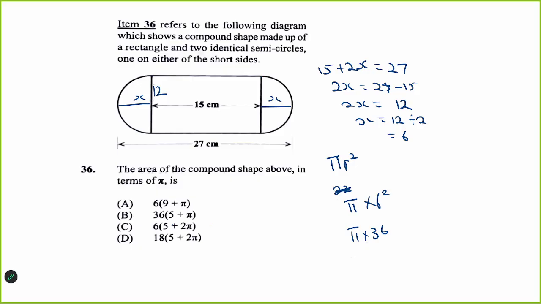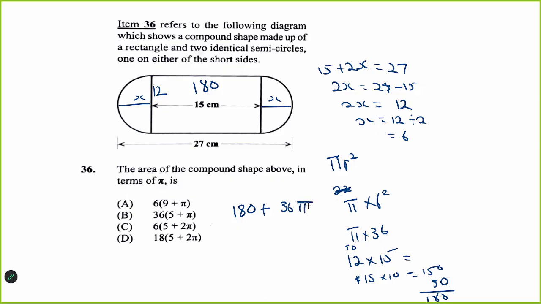Then 12 multiplied by 15. 15 multiplied by 10 is 150, and half of 10 times 15 is 30. That's 180. So this is 180 plus 36 pi. What do they have in common? They have 36 in common. 36 times 5 is 180. So it's 5 plus pi. So the answer is B. And that's how you would do this question here.